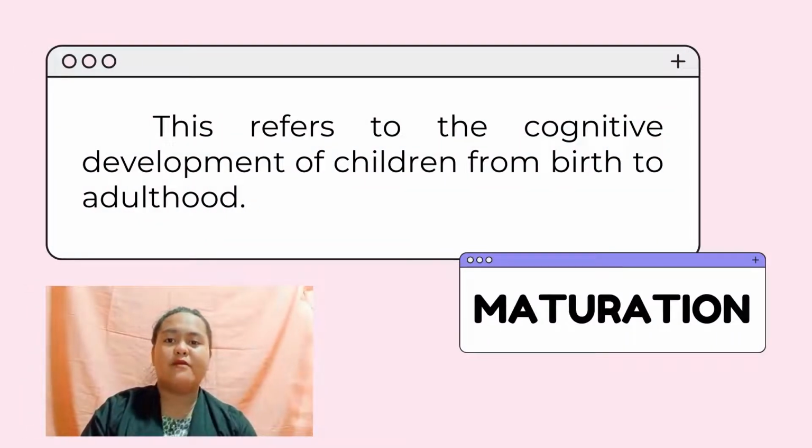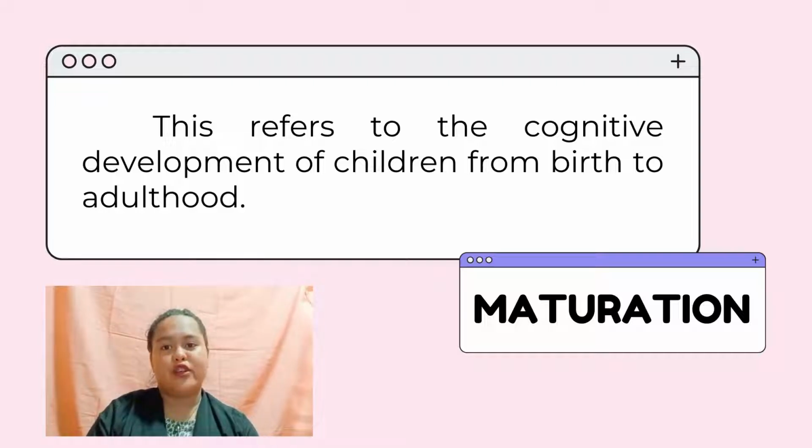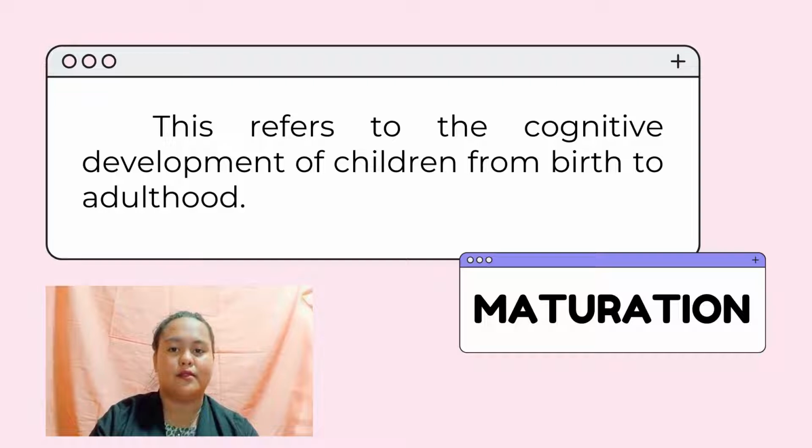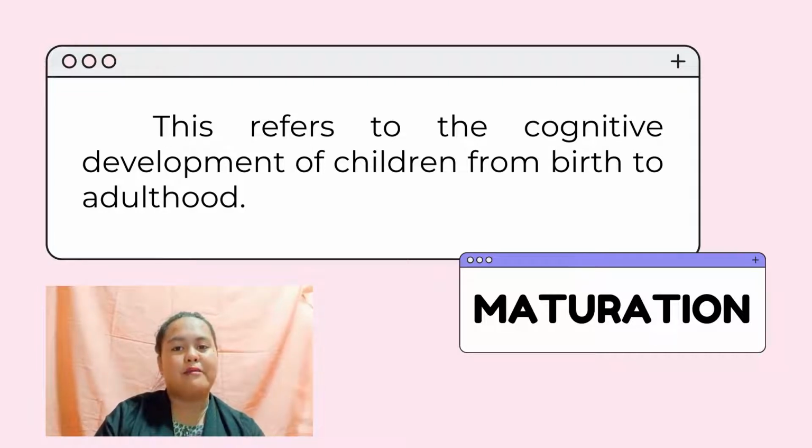Maturation. Cognitive maturation refers to the cognitive development of a child from birth to adulthood. It refers to how babies think, learn, and interact with their environment.